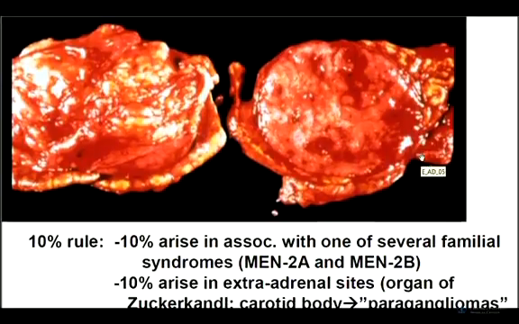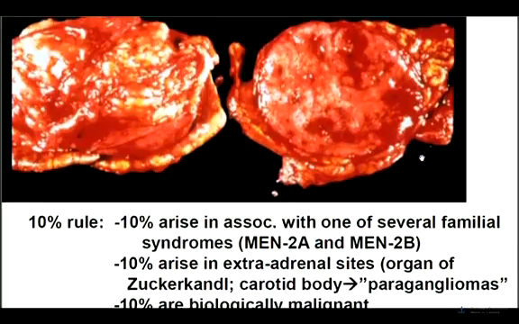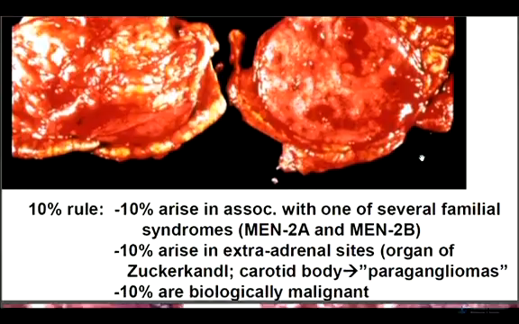10% are in extra-adrenal sites. These are neuronal sites where you have potential tissue that can give you medullary catechol-secreting secretions. What is the organ of Zuckerkandl? It's a small paraganglioma located at the bifurcation of the aorta into the large leg vessels. There are carotid body lesions, paragangliomas, that can sometimes do this. And the third 10% is 10% are malignant biologically.